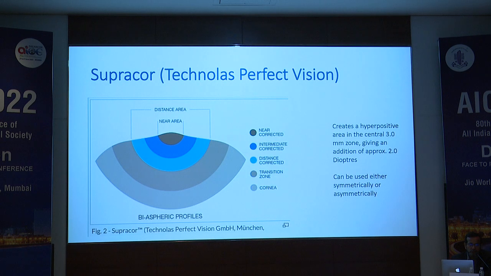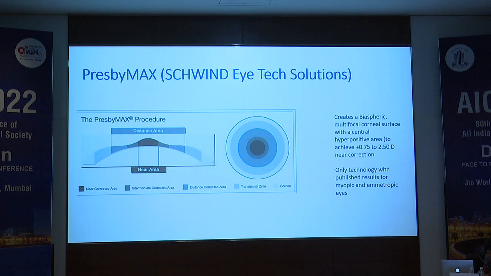And then you have another thing which comes from Technolas. This is called a supracore. It creates a hyperpositive area in the central 3 mm zone, giving an addition of approximately 2 diopters. And it can be used either symmetrically or asymmetrically. The Presby Max comes from Schwind. Basically, here you're making the cornea genuinely multifocal. There are two kinds of hyperprolate surfaces there, one to correct your distance, one for intermediate, and one for near. And it's probably the only technology with published results in cases of emmetropes and myopes.